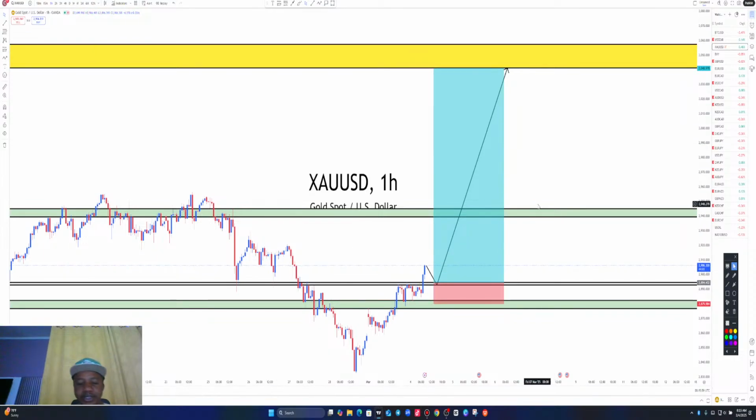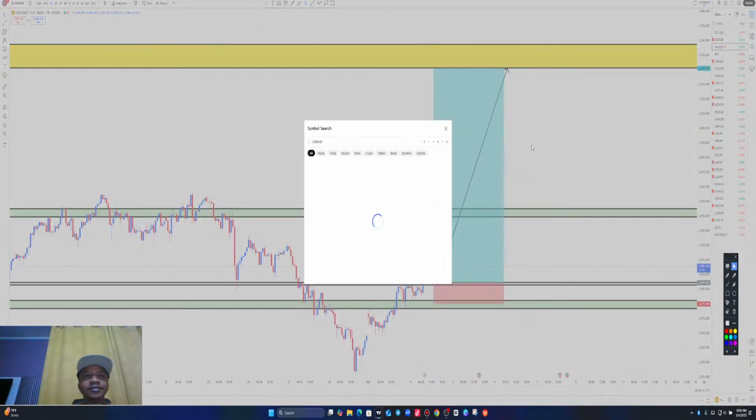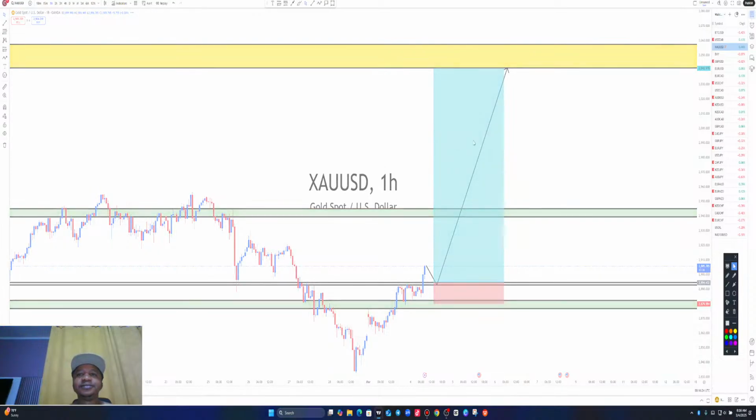I'm seeing GBP AUD from Alina John. Let's move to GBP AUD quickly. Do I have it on my chat? Let me just see. No, it's not here. Okay, let's find it here.